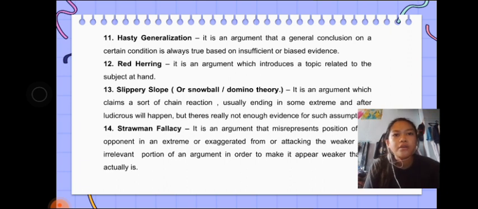Number 12, red herring. It is an argument which introduces a topic unrelated to the subject at hand. It is a diversionary tactic to avoid key issues, often a way of avoiding opposing arguments rather than addressing them.